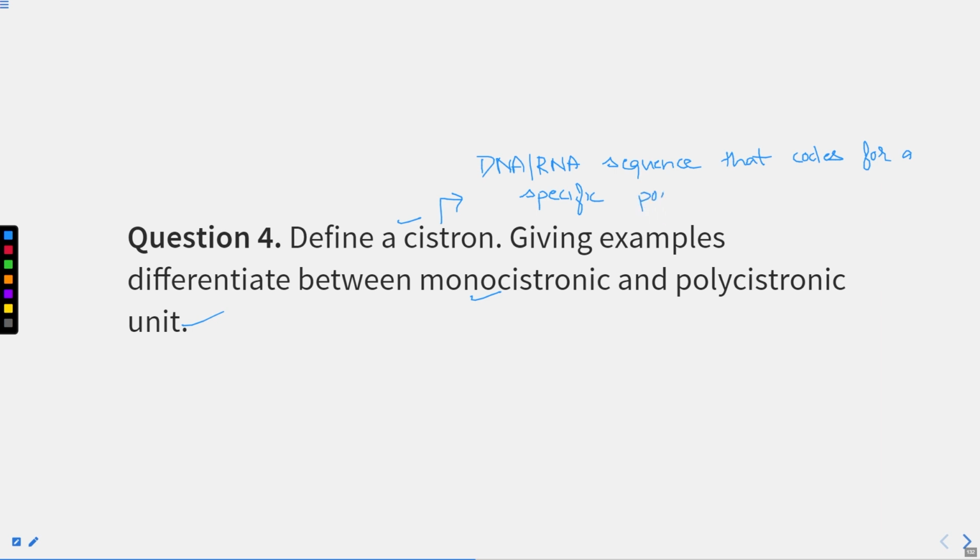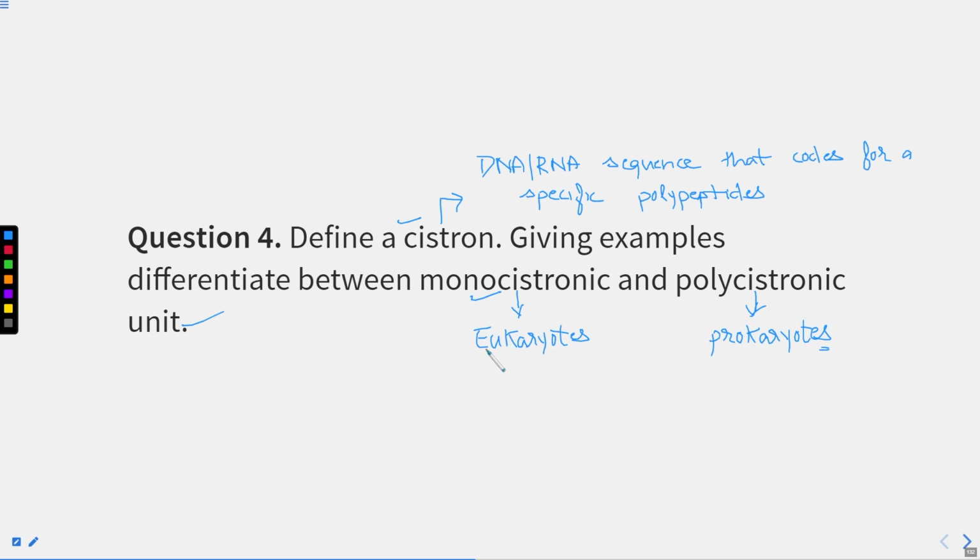This is the definition of cistron. Now, if we talk about eukaryotes, in eukaryotes we have monocistronic genes or monocistronic mRNA. If you talk about polycistronic units, these are present in prokaryotes. So prokaryotes consist of polycistronic genes or polycistronic mRNA.